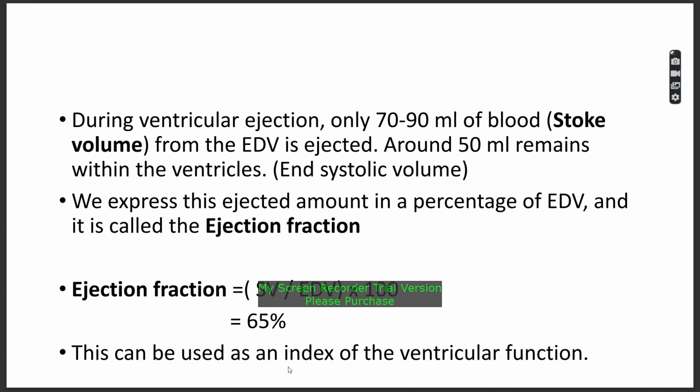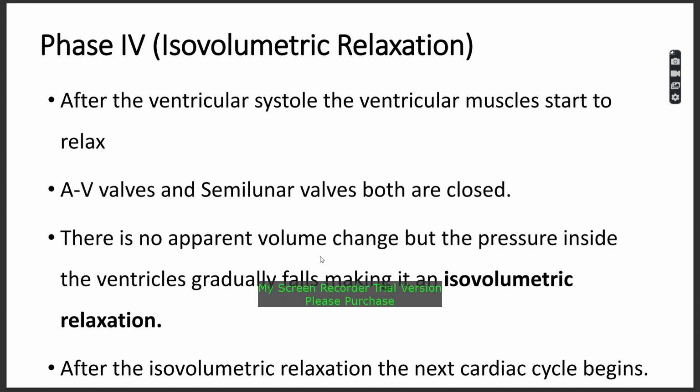We express the amount ejected as a percentage of EDV and it is called ejection fraction. So don't mistake, this is end diastolic volume, right? The initial amount, SV, means the volume that's been pumped out. So SV equals EDV minus ESV, end diastolic volume minus end systolic volume. It is then multiplied by 100 to give the percentage that has been pumped out. This can be used as an index of ventricular function. To check whether the ventricles function well, we can use this as an index.